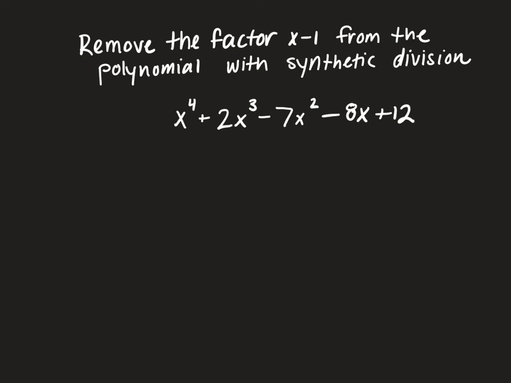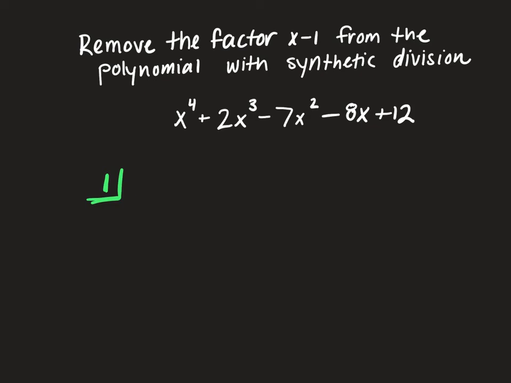All right, so again, this is how the directions are going to be on your homework. It's going to say remove the factor, and it'll give you the factor from the polynomial using synthetic division. So the factor is x minus 1. That means a positive 1 is going to go in our box, right? We change that sign. Then we bring down our coefficients.